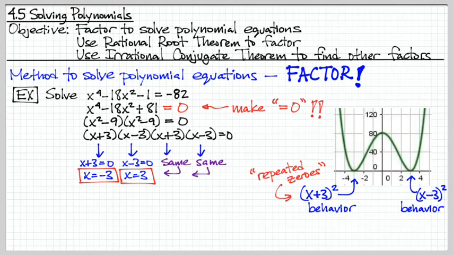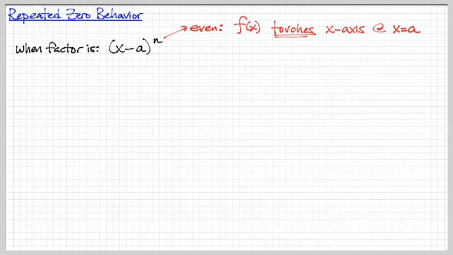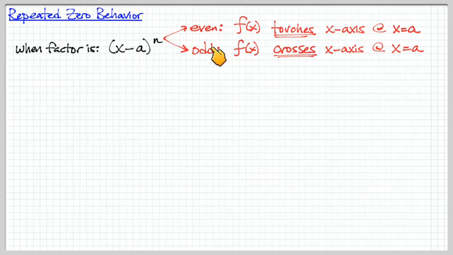Now, over here we had this interesting behavior where it came down, touched the axis, and came back up again. We hadn't seen this before, and this is what's called zero behavior. Sometimes it crosses through, sometimes it just touches. In the case where we have a factor of x minus a to the nth power, if the power is even, like squared or fourth, meaning we repeat the factor an even number of times, it just touches the axis. Whereas if it's an odd power, like to the first power, which we've seen a lot in the past, it will actually cross through the x-axis at the zero.